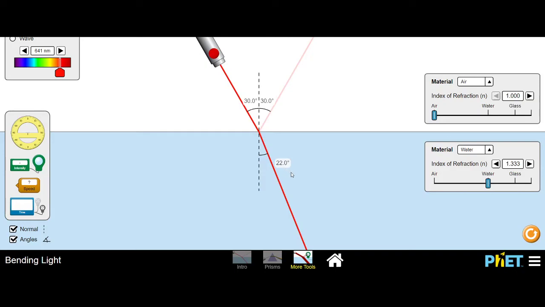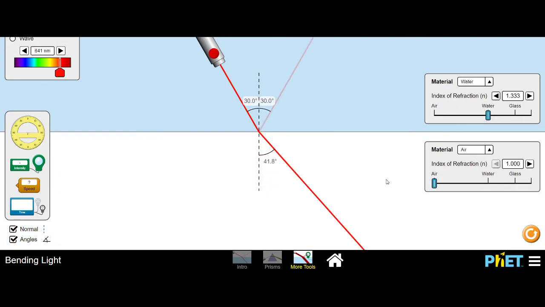Let's switch it up one more time and see what happens again. Water, air. 30 degrees right here increases to 41.8 degrees. When this angle increases, we're going to say that the refraction is away from the normal line, the dotted line.